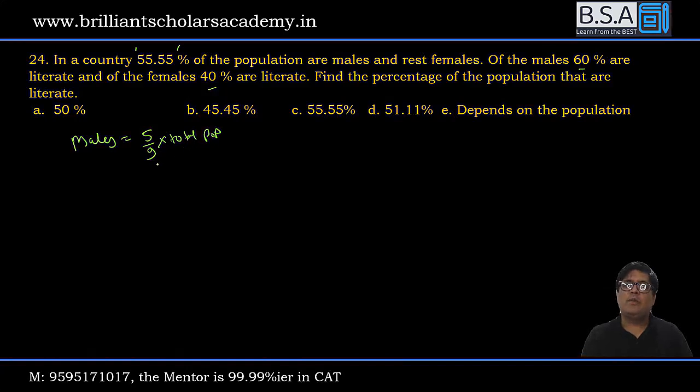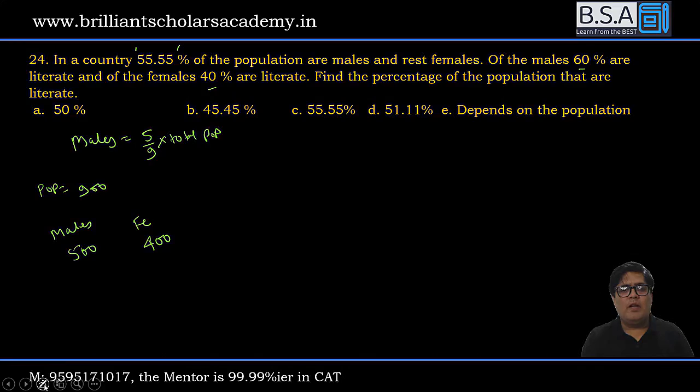I can assume total population as 9 people, or I can assume total population as 90 or 900. Anything will work. I am assuming the population to be 900, a multiple of 100. So I will have males as 500 and females as 400. What is the literacy rate? How many of the males are literate? 60% of them are literate. What is 60% of this?